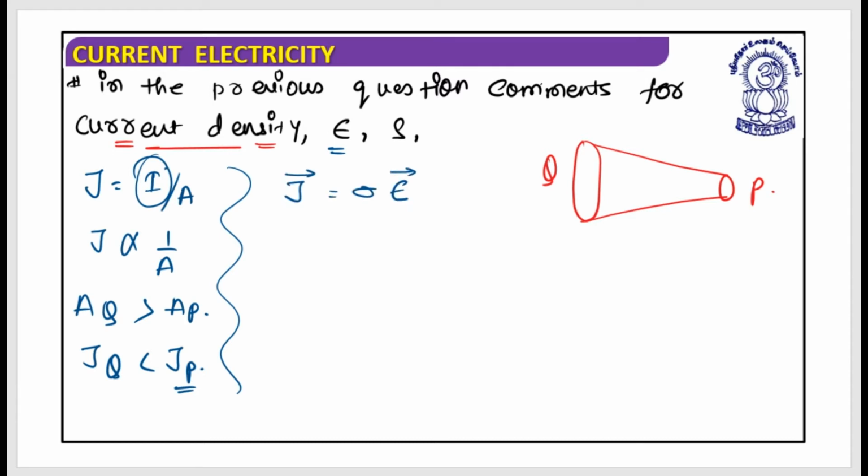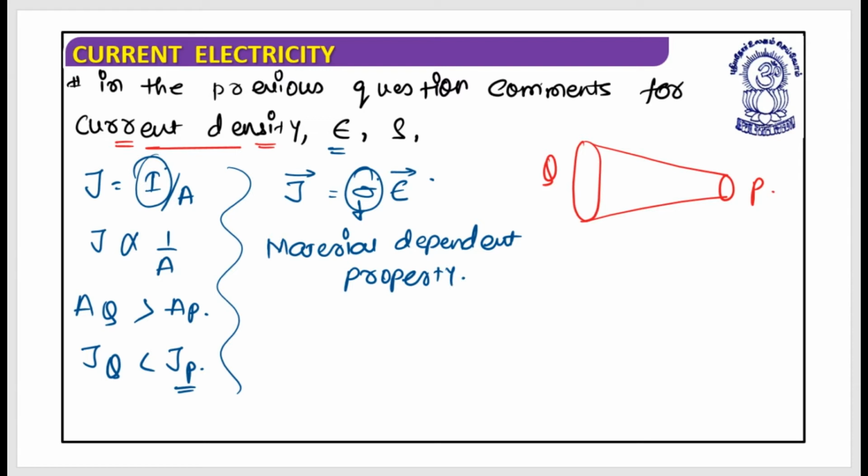Next, about the electric field, I have the relation J equals sigma into electric field. Yes, sigma is conductivity. This is a material dependent property, and if it is a material dependent property, that means it will remain constant throughout the cross sections. Yes, so if JQ is less than JP, I can have EQ less than EP.